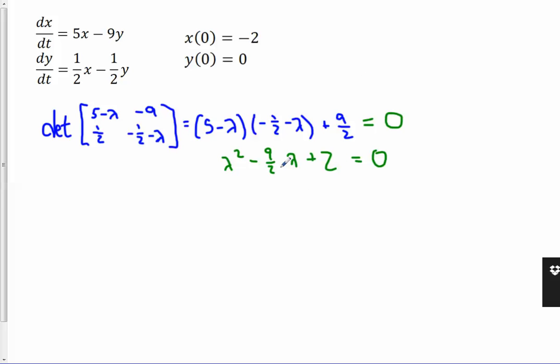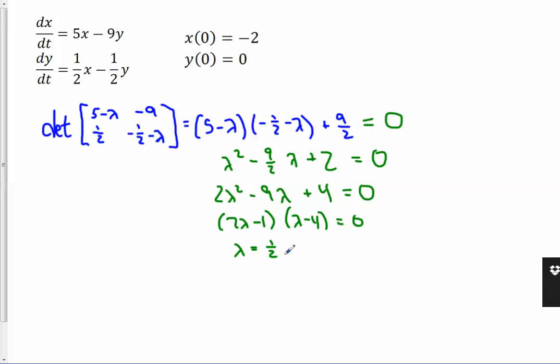And you can use the quadratic formula, or actually this can be factored. I can multiply through by 2 to get rid of the fraction because we're not used to factoring with fractions. And it factors as 2 lambda minus 1 times lambda minus 4 equals 0. You could also use the quadratic formula at this level. It'll be fine. In fact, the square roots will be doable, and you'll get clean numbers. And the clean numbers end up being 1/2 and 4.